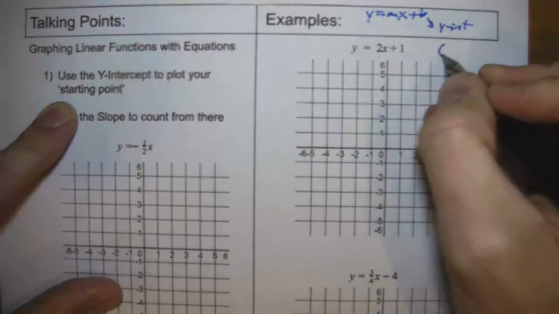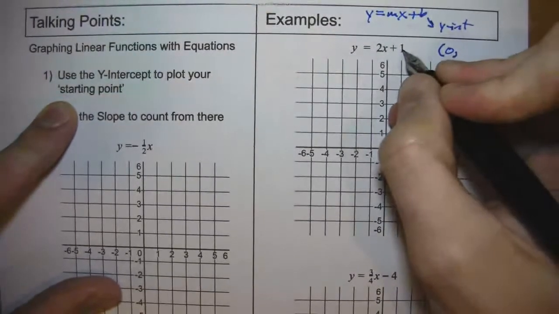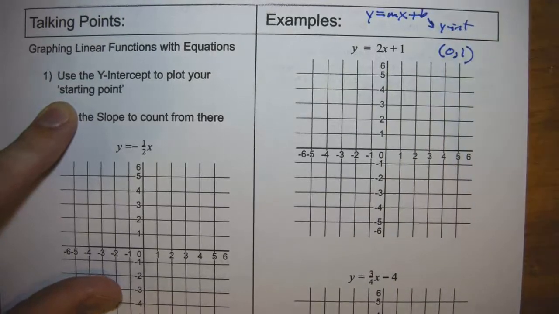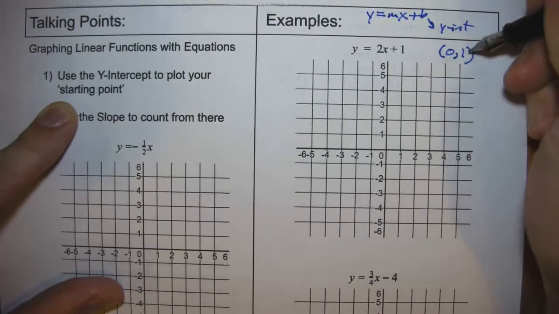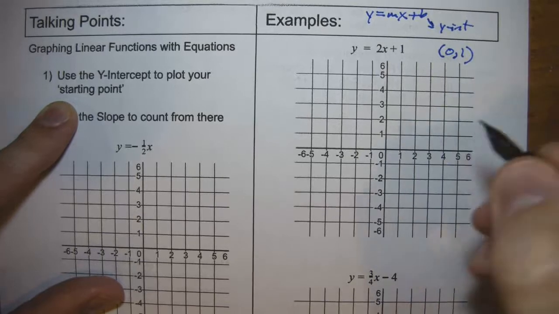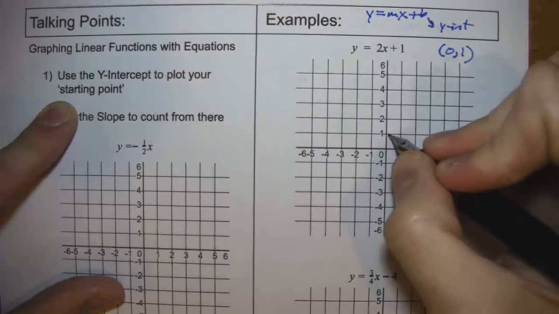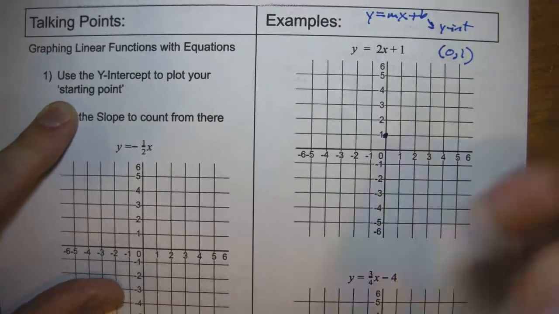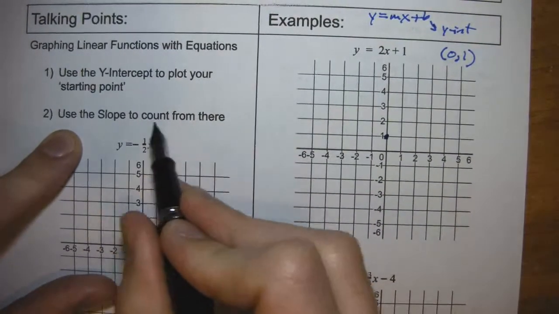Remember, all y-intercepts look like 0, comma, a number, and in this case, my number is 1. That b that we're either adding or subtracting, as the case could be, is our y-intercept. So I'm going to plot my first point at 0, 1, right there. Next, we'll use the slope to count from there.